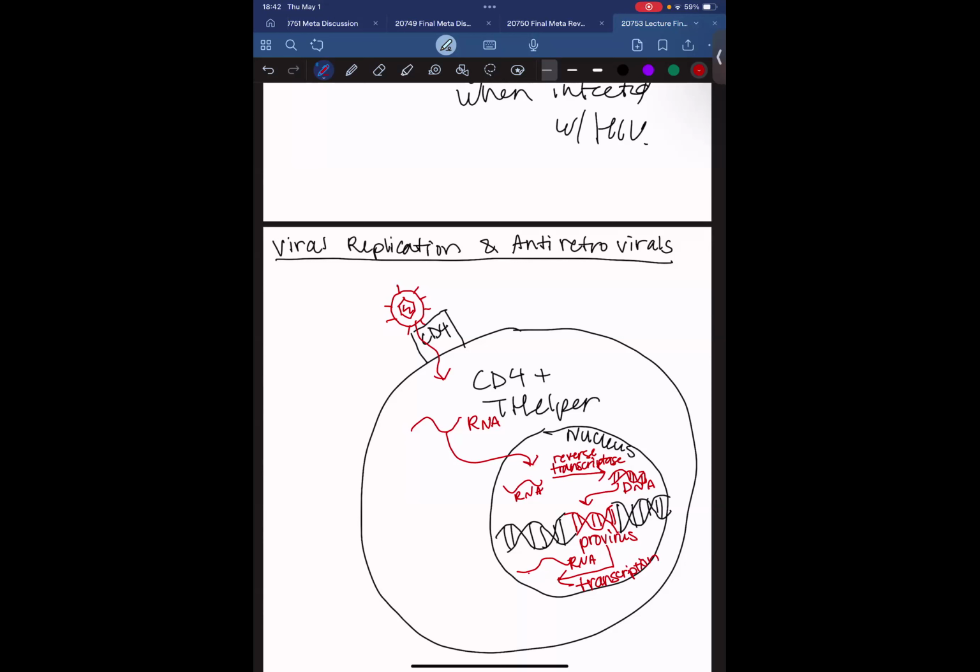And then this RNA, we can either bring it out here and get it ready for packaging. So we'll have some RNA that'll come out here for packaging. Or we'll have some that are going to go through this process down in here.